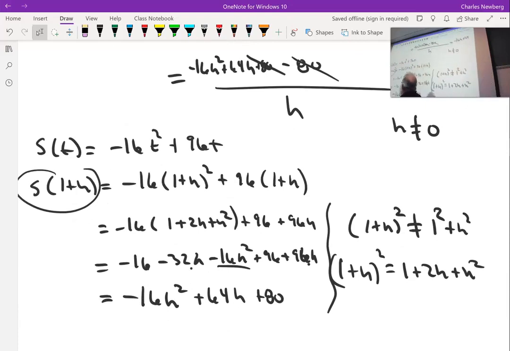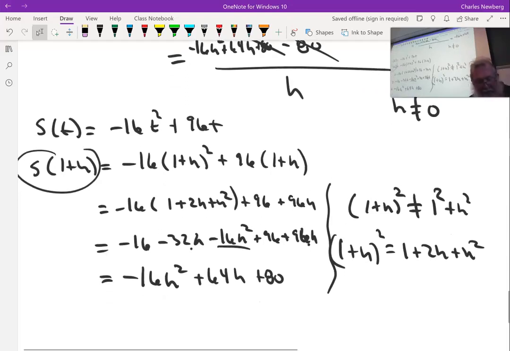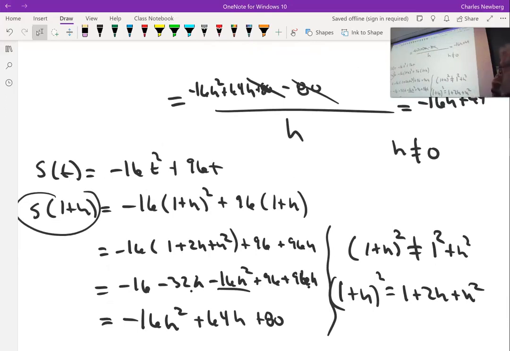I plugged in 1 plus h. Let's look here, because they should match up, and they definitely did not match up. So I squared this out. I distributed negative 16. Negative 16 minus 32h minus 16h squared plus the 96 plus the 96h, minus 16h squared. That and that made an 80. 96 minus 32 is 64. I'm positive on that. So then I plugged that in up there: minus 16h plus 64. The 80s canceled. There is something wrong with our formula.